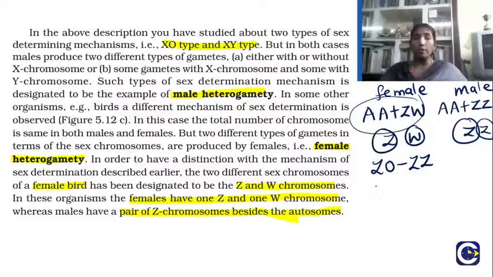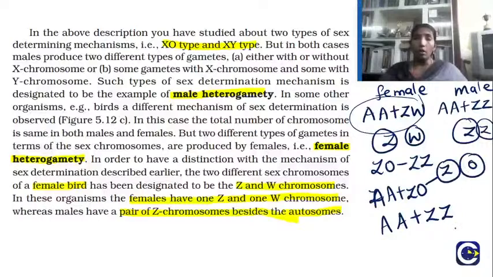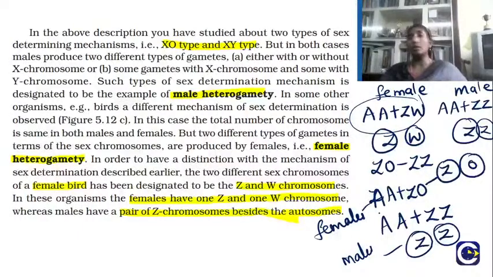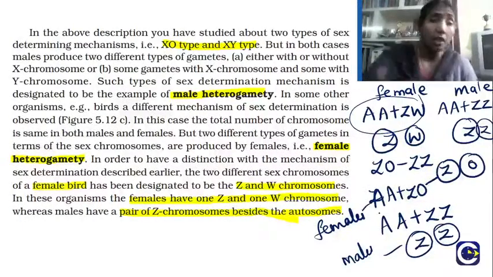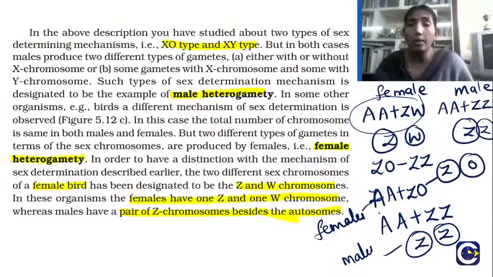Here also the female will be heterogametic, expressed as autosome plus ZO, or AA plus ZZ. So the gametes in the female will be either Z or nothing, that is the null type. The male will have a pair of similar gametes, the Z chromosomes. This is quite common in moths and butterflies. I'm sorry, it's not homozygous; we'll use the words similar gametes. That is what you have to understand.